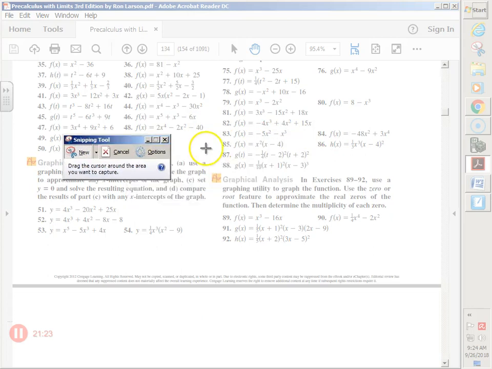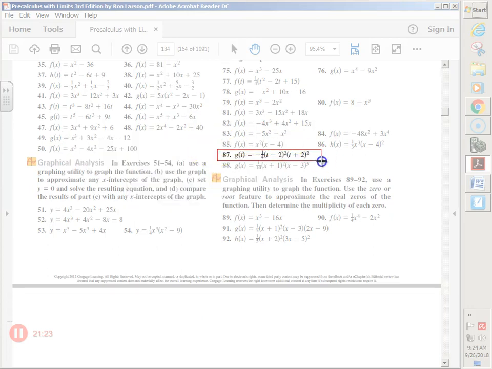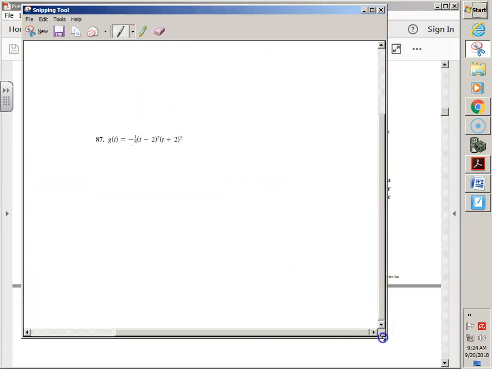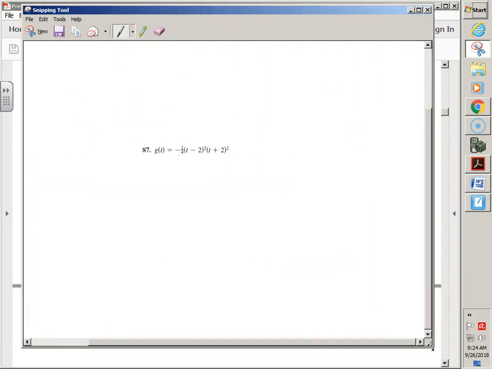Number 87, while I'm taking a picture, what were the directions for this whole section? Oh, this is one of the big doozies, huh? What's really nice about this guy, though? It's already factored, so I already know my zeros are going to be positive 2 and negative 2, and both of them with a multiplicity of 2, because they both have little squares. But hold on, the first thing we were supposed to be doing was the leading coefficient test, right?